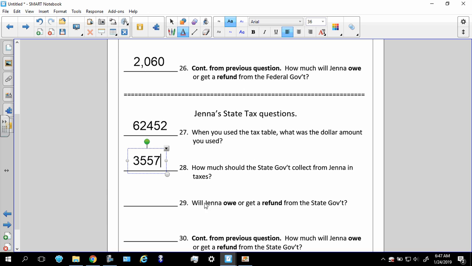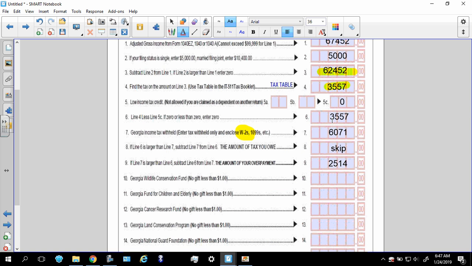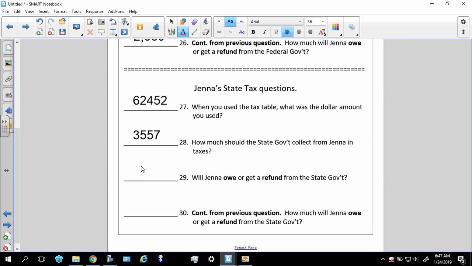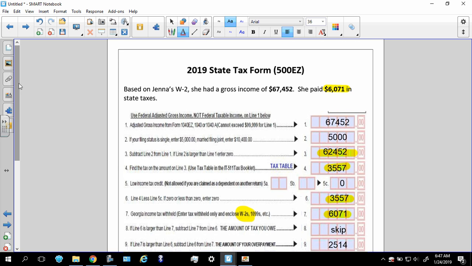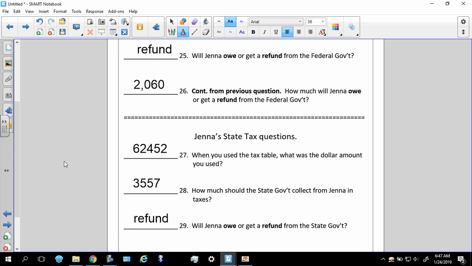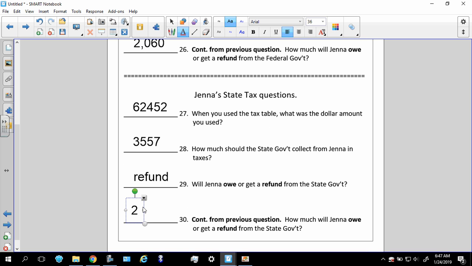3,557. Now, will Jenna owe or get a refund? Let's go back to the tax form here. She should have paid 3,000. She ended up paying 6,000. So she obviously overpaid, which means she is going to get a refund. How much will that refund be? Oh, there it is, 2,514. $2,514. There we go. That's it.